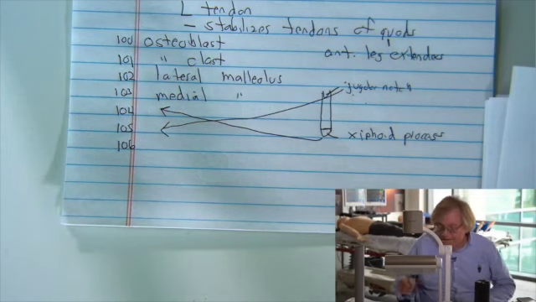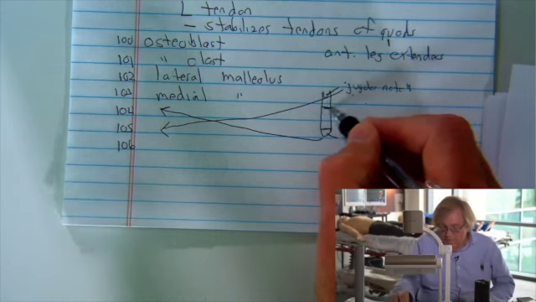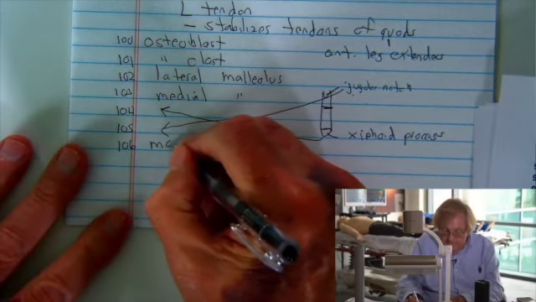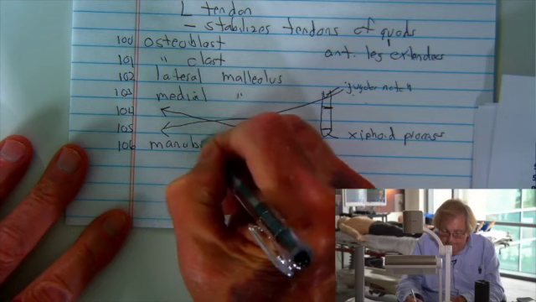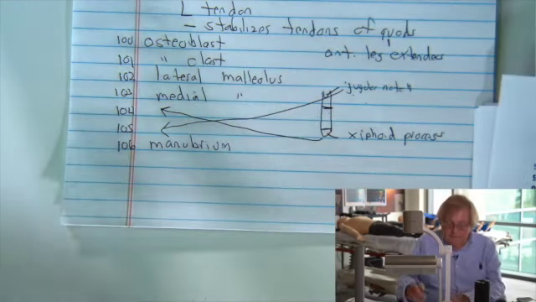106 says handle of the dagger. Well, you know, the top of the sternum is here. It looks like a dagger if you look at it, so it's called the manubrium. Manubrium, handle of the dagger.